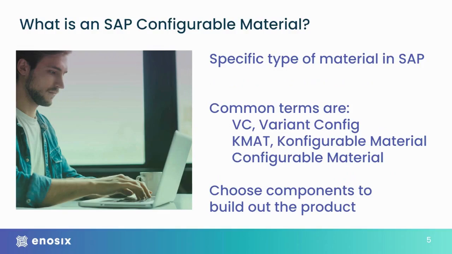In SAP, these products can be called a variant configurable product model, or VC for short, or, as configurable begins with a K in German, sometimes they do call it a KMAT, those of us in the SAP industry, or configurable material with a C. All of them are common terms for the same type of product where there are characteristics, components, options that make up the product before it can be delivered. There are slightly different technical ways to set these up in SAP, but in essence they all behave the same way and need to be configured.